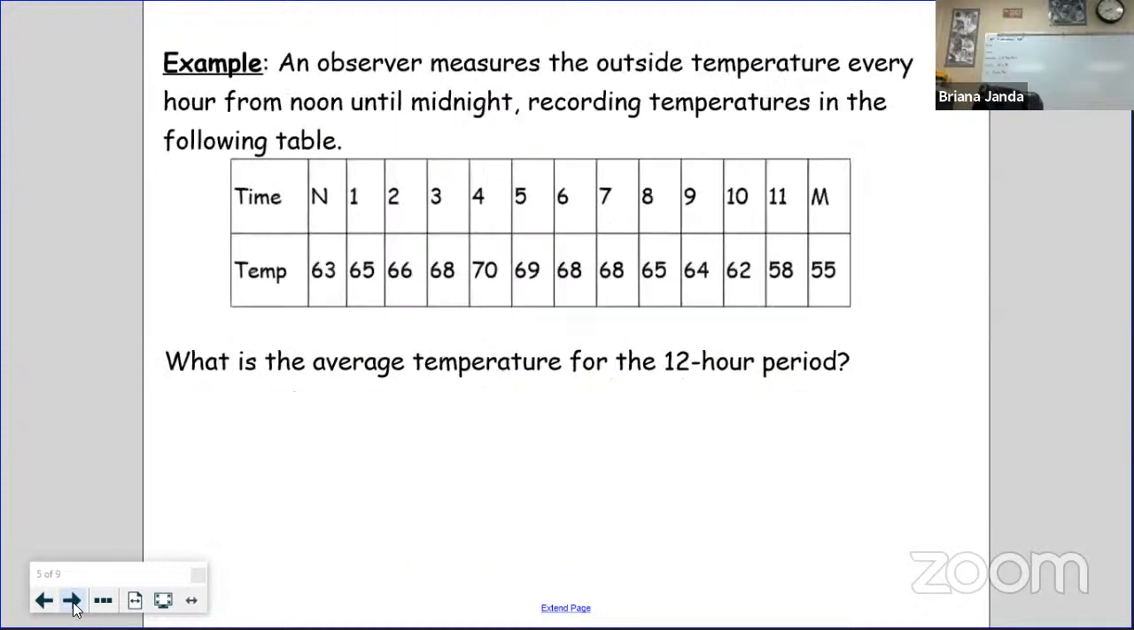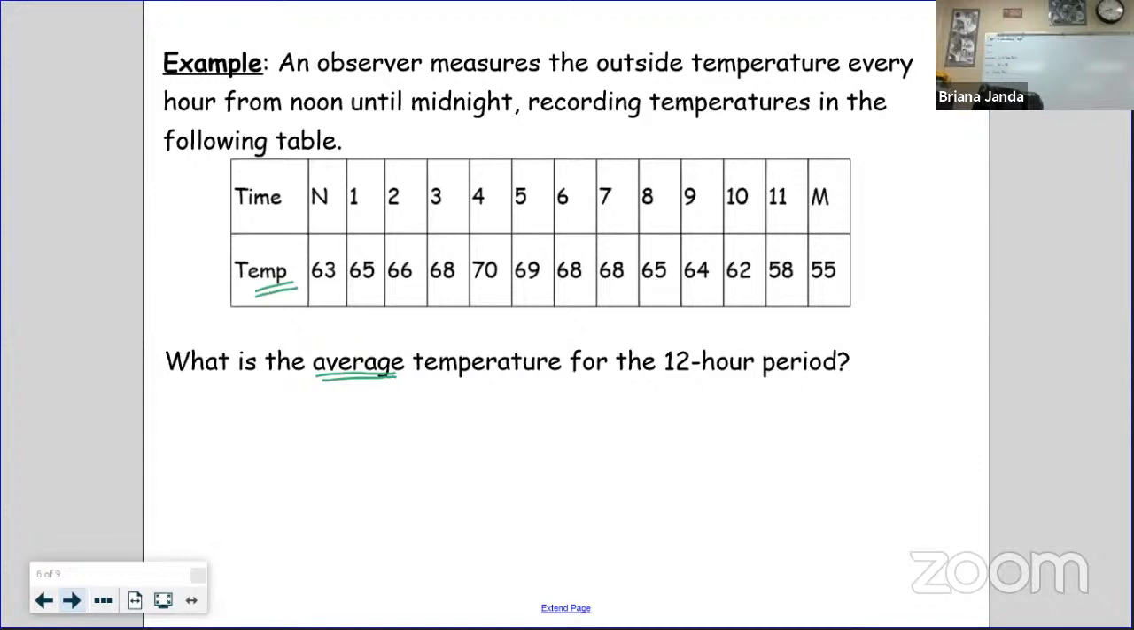Okay, sticking with the idea of trapezoids, how do we then transition that into a table of values? We've seen this again using LRAM and RRAM and MRAM. How do we use it with a trapezoidal approximation? An observer measures the outside temperature every hour from noon until midnight, so 1 p.m., 2 p.m., 3 p.m. till midnight, recording the temperatures in the following table. What is the average temperature? What is the average of this function? So this is a little twist on just finding the area under the curve.